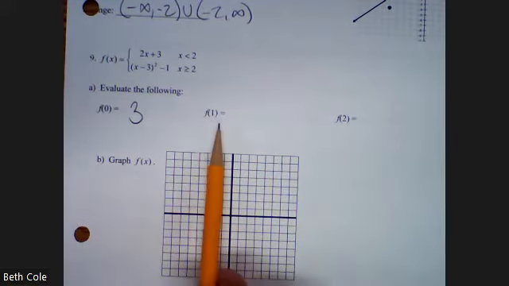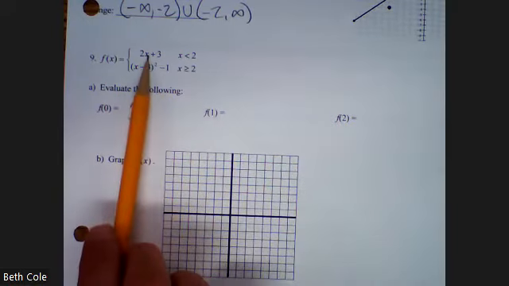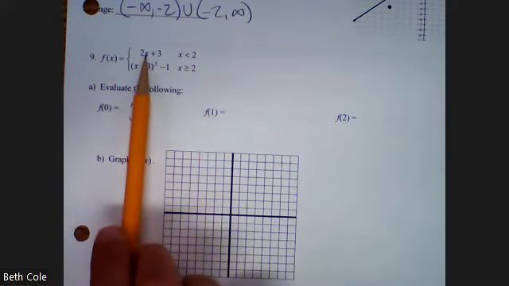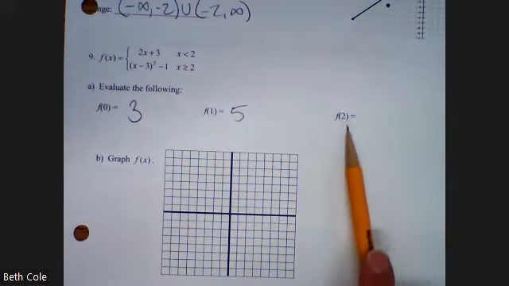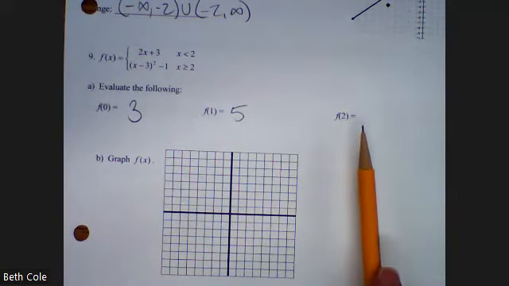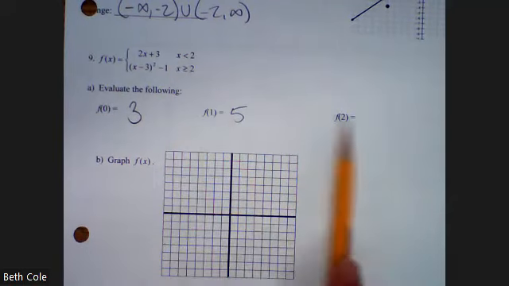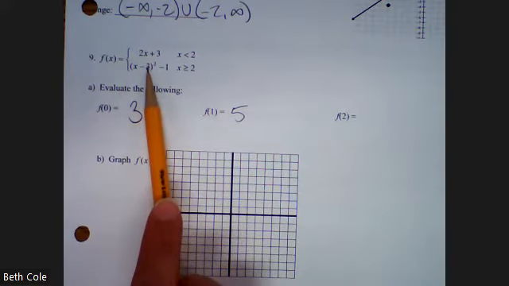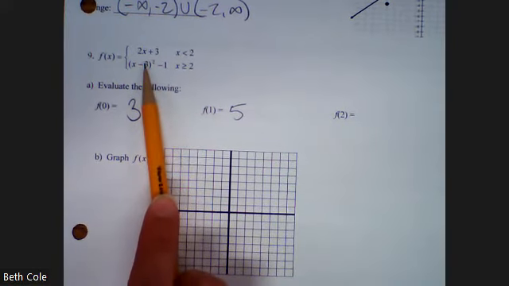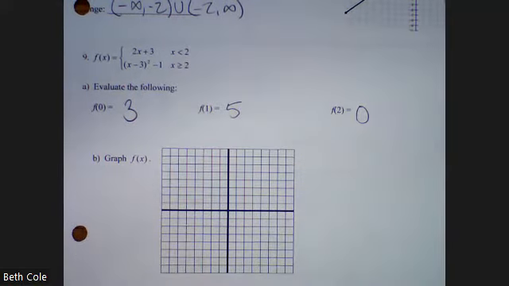All right, is 1 bigger or smaller than 2? Smaller, so we're still using the first piece. If you plug 1 in there, that will be 5. And then 2 is the tricky number. Which piece does 2 actually belong in? Good, because that's where the equal to is. All right, this one's a little tougher. I'll talk you through it. 2 minus 3, -1, but squared is 1, minus 1 is 0.